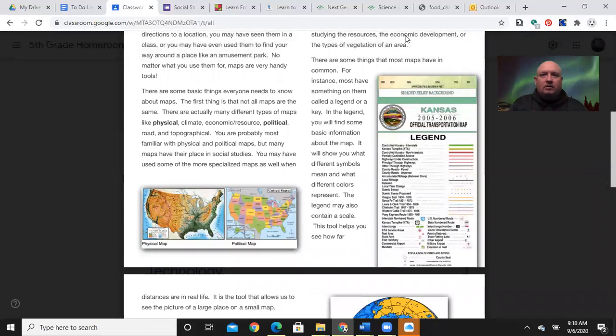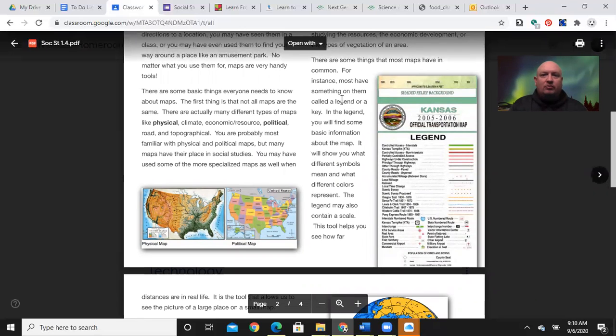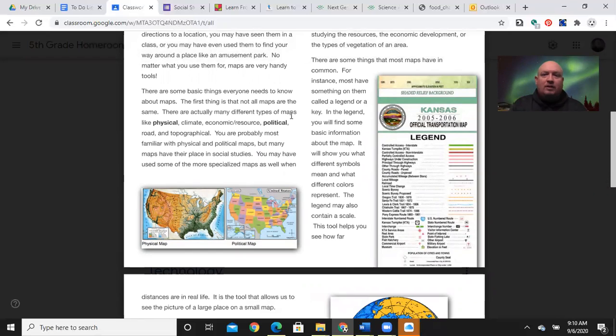Now back to the reading. There are some things that most maps have in common. For instance, most maps have something on them called a legend or a key. I'll use both terms interchangeably here. In the legend, you will find some basic information about the map.